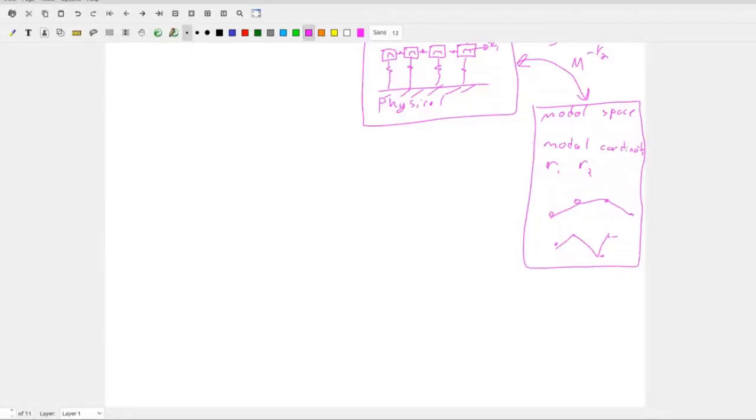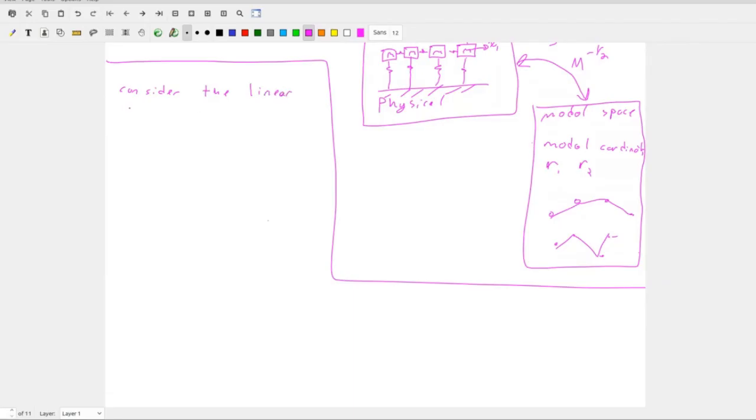So that's kind of our general overview of modal analysis, right? So let's go ahead and consider the linear system mx double dot plus kx is equal to f.